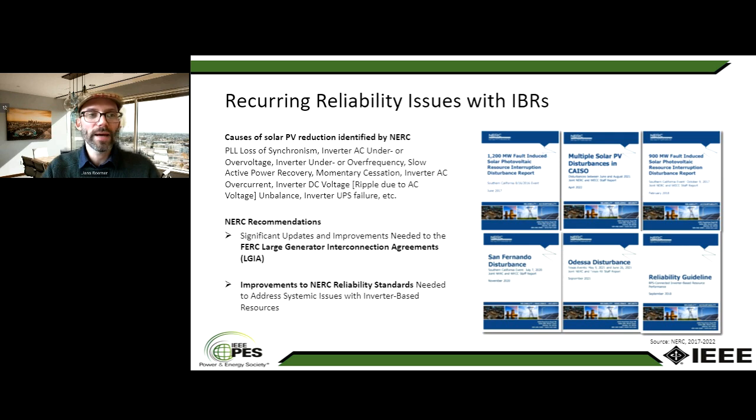More specifically, NERC identified a couple of causes for solar PV reduction. Those included the loss of synchronism of the phase lock loop, inverter under or over voltage tripping, inverter under or over frequency tripping, slow active power recovery after the ride-through operation, and even momentary cessation during the ride-through operation, but also some inverter overcurrent tripping and other potential causes. Now, NERC has strongly recommended to consider significant updates and improvements to the FERC Large Generator Interconnection Agreement, the pro forma agreement, and also recommended improvements to NERC reliability standards to address some of those systemic issues.